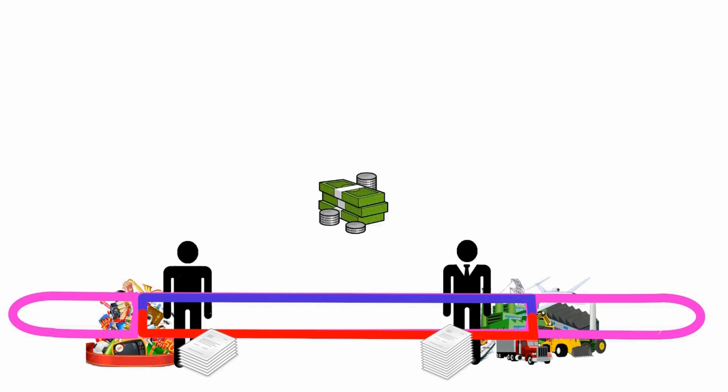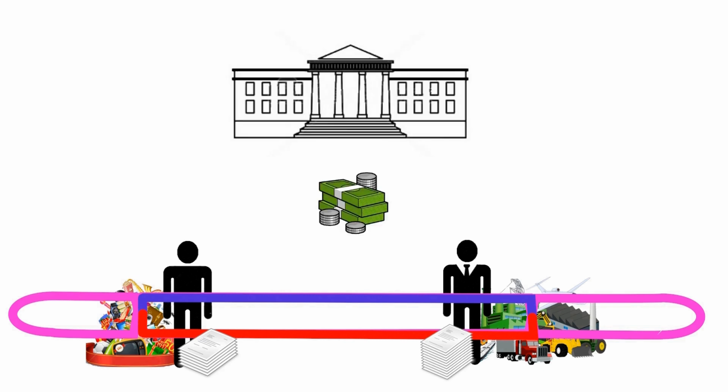It's different with cash. Cash comes only from the central bank. It's when the central bank buys some bonds, some IOUs from the public or mainly from the government, that the central bank creates the cash.